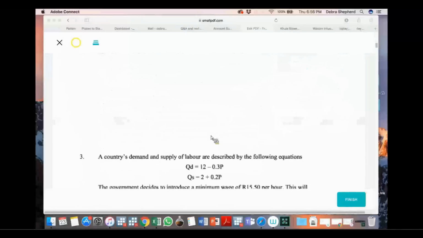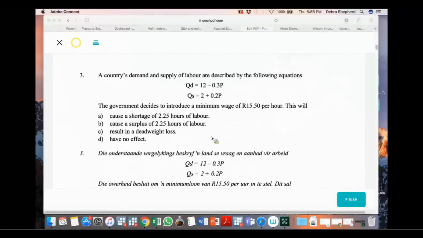It's going to benefit current residents most. Okay, then question 3 says, a country's demand and supply of labor are described by the following equations. QD equals 12 minus 0.3p, QS equals 2 plus 0.2p. The government decides to introduce a minimum wage of 15 Rand 50 per hour. This will cause a shortage of labor hours, cause a surplus of labor hours, result in a deadweight loss, or have no effect.